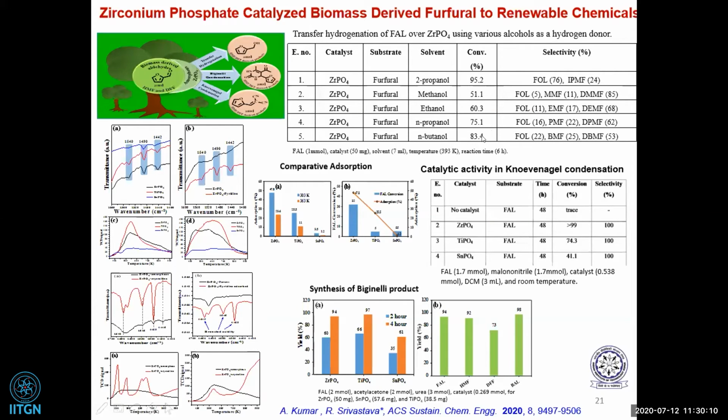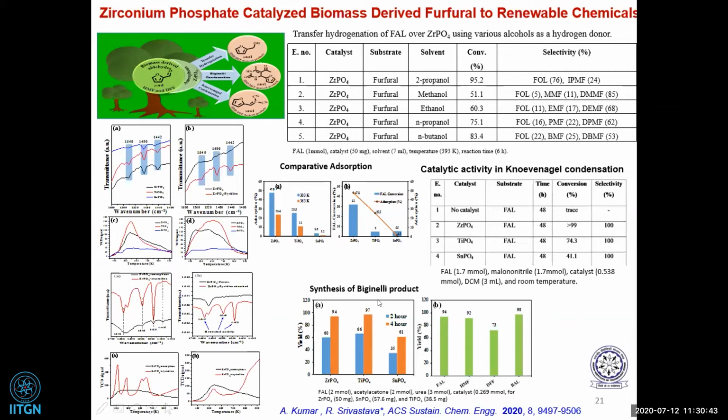Moreover, since it has Lewis acidity and Bronsted acidity, it can also be employed in the Cannizzaro condensation reaction. Here again, titanium phosphate was not good, but zirconium phosphate was good. What we observe in this case is that FAL can be converted very easily to FOL, meaning furfuryl alcohol. But if you use benzaldehyde, the activity was not good. This is because of the very good adsorption of FAL over zirconium phosphate.